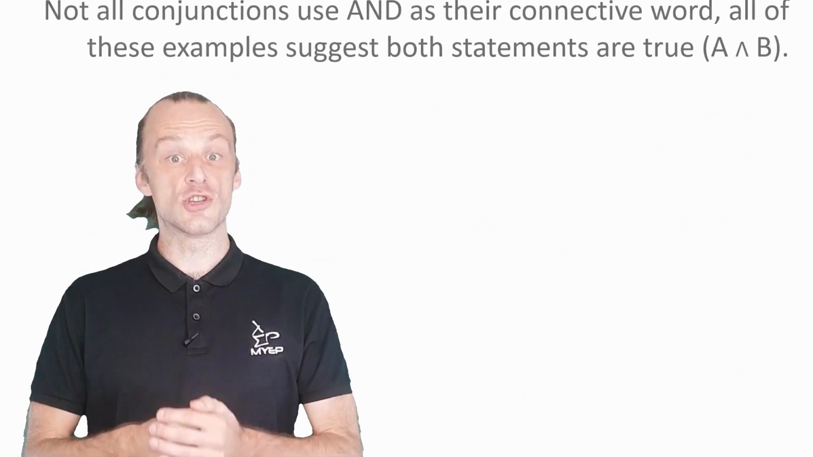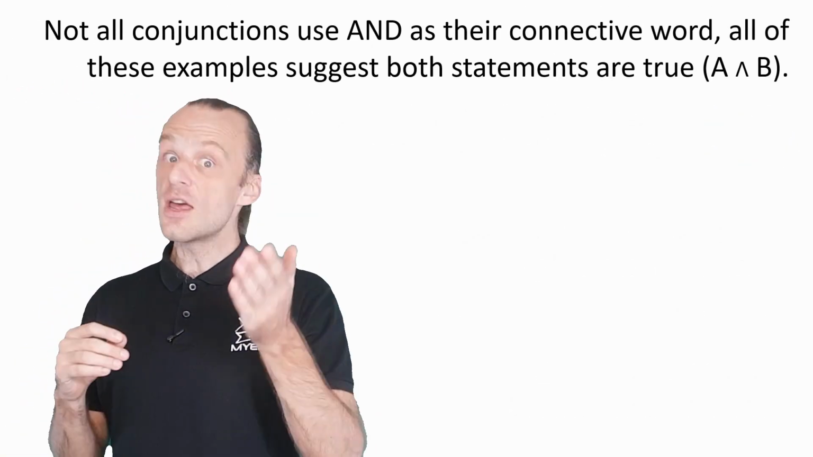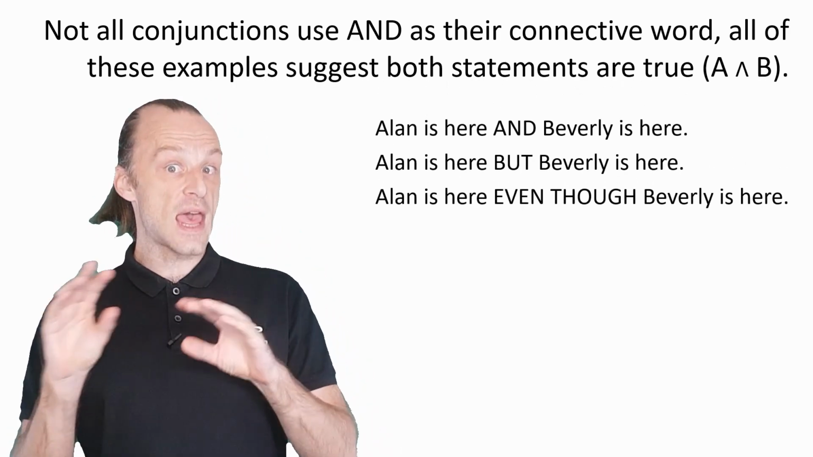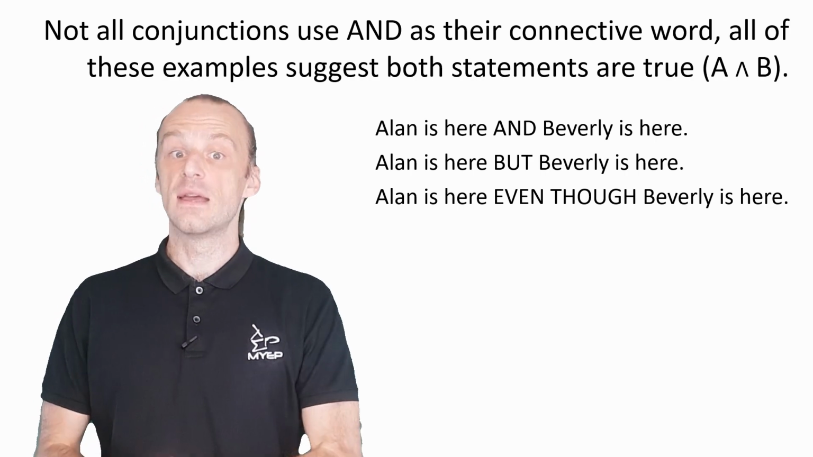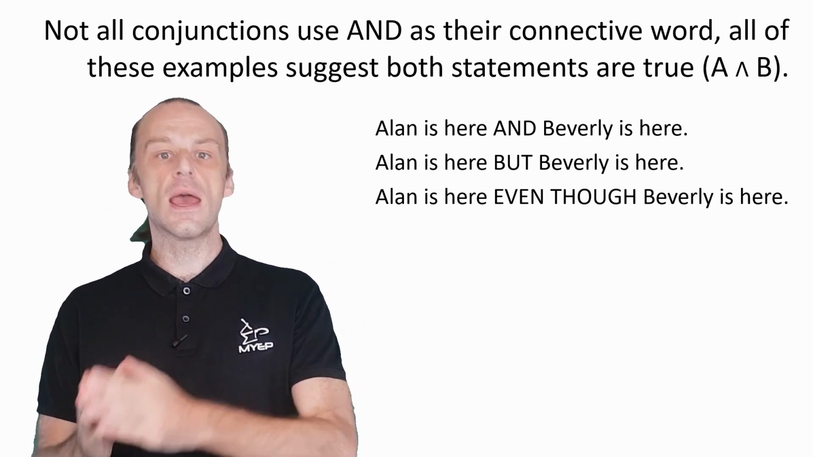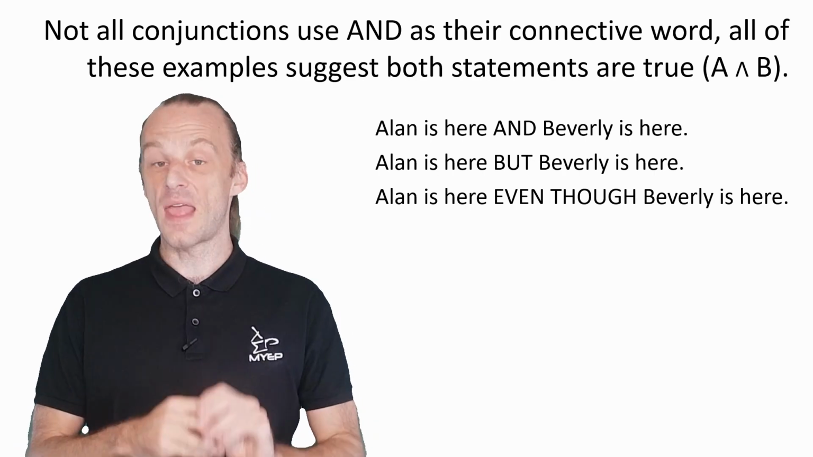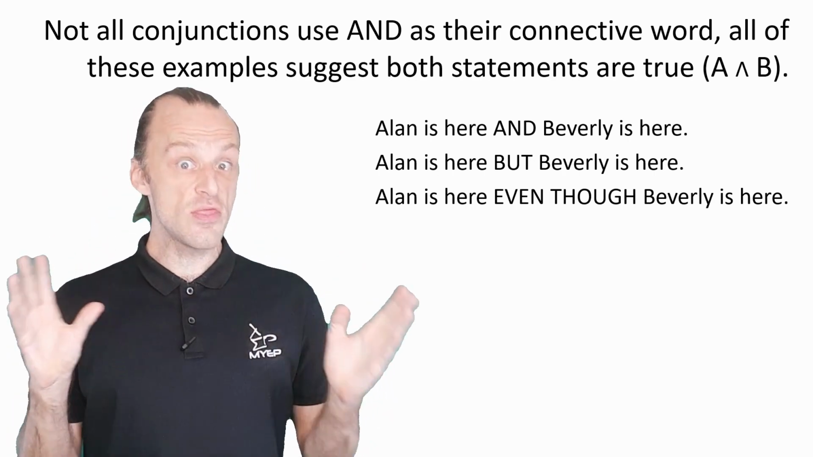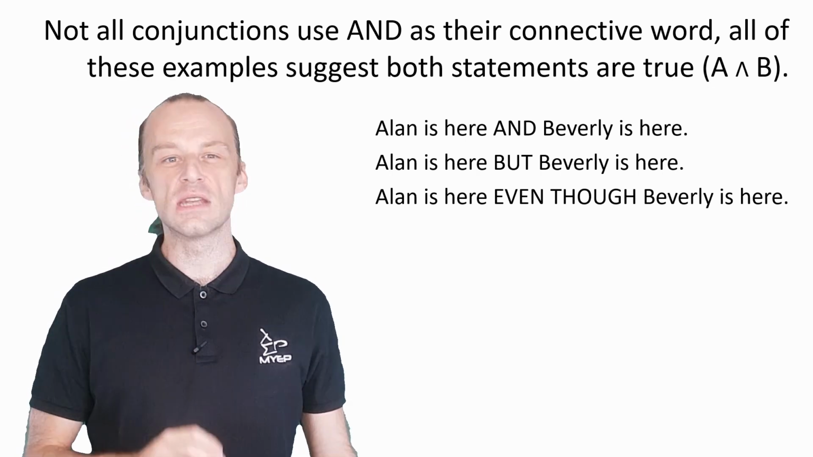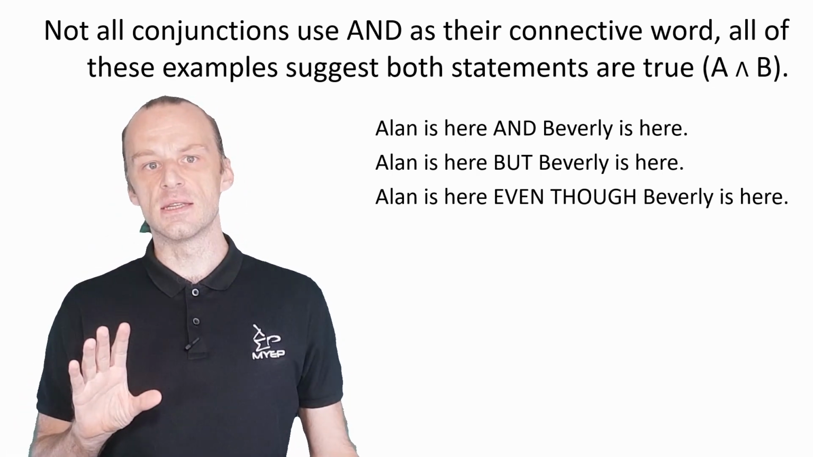Not all conjunctions use "and." Take a look at these three different statements. All of them suggest that both A and B are true. Alan is here and Beverly is here. Alan is here but Beverly is here. And Alan is here even though Beverly is here. These may all be conjunctions, but they are not the same sentence.